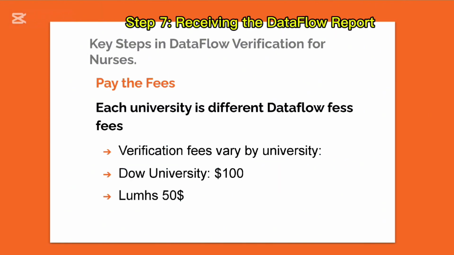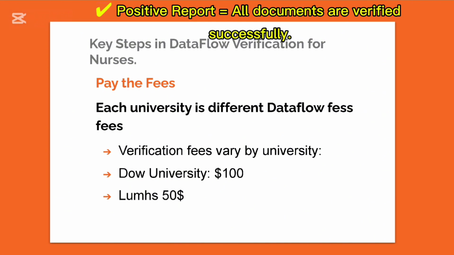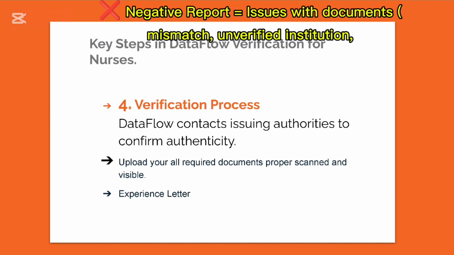Step 7. Receiving the DataFlow report. Once verification is complete, you will receive a positive or negative report. A positive report means all documents are verified successfully. A negative report means there are issues with documents, a mismatch, or an unverified institution.